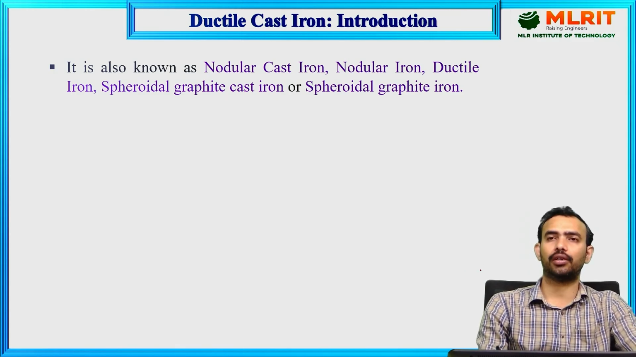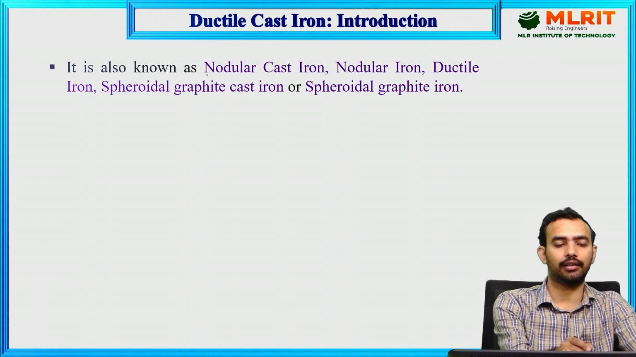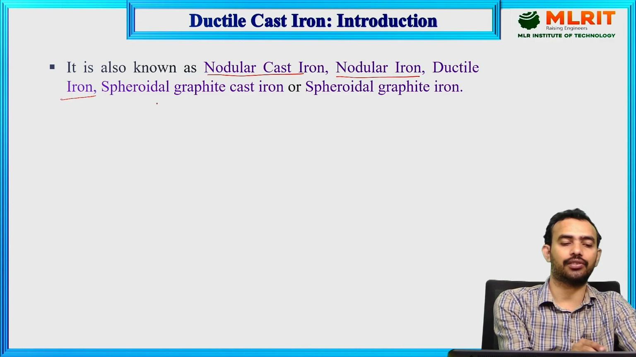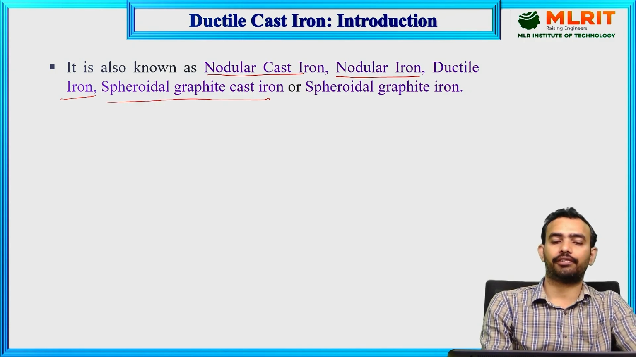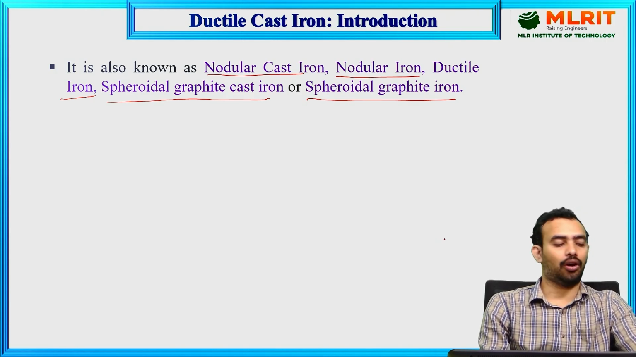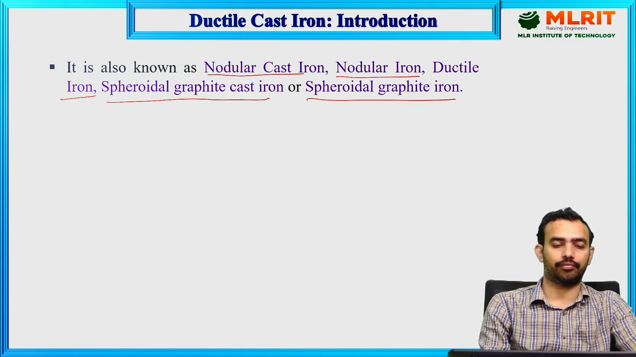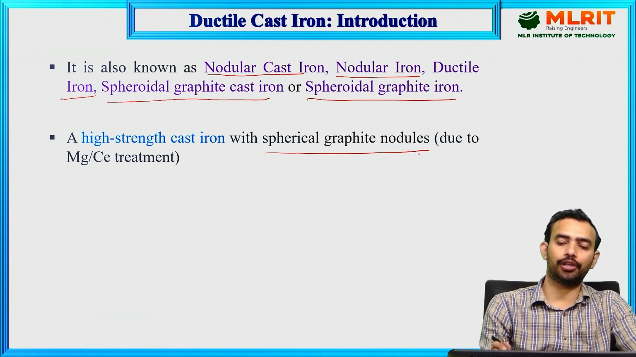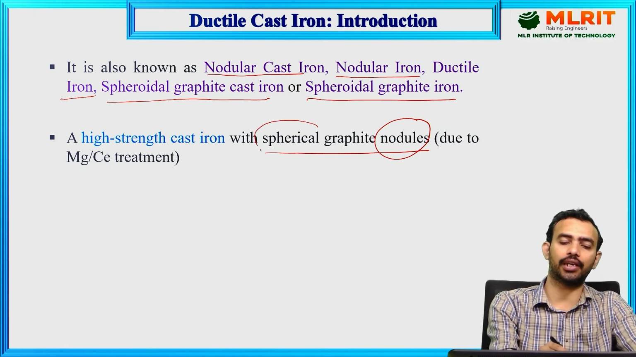And if you see the ductile cast iron in today's lecture, it is also known as nodular cast iron, nodular iron, ductile iron, or spheroidal graphite cast iron or spheroidal graphite iron. All these belong to the ductile cast iron. It is a high strength cast iron material, offering very high strength with spherical graphite nodules. The graphite is present in the nodular form, spherical in shape.